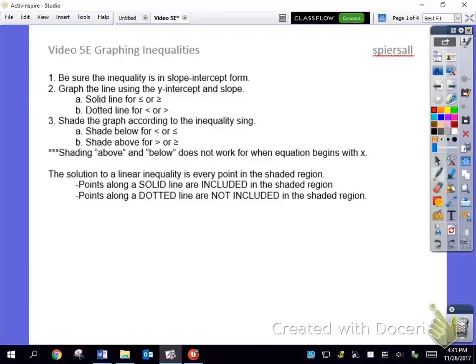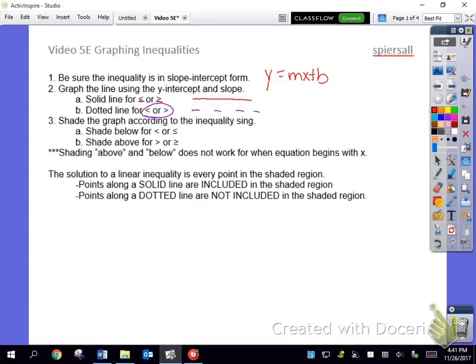So when we're graphing, make sure that you have it in slope-intercept form. Remember, y equals mx plus b, so always solve for y first. When you have lines underneath the inequalities, it's going to be solid. When you don't have lines underneath the inequalities, then it will be dotted.